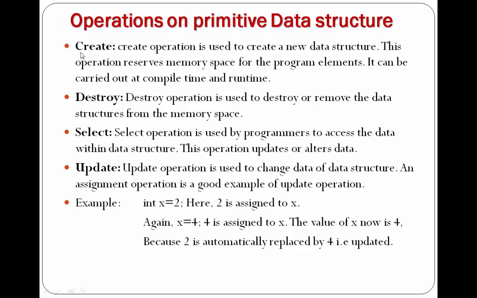We also discussed the operations performed on primitive data structures. Those are mainly create, destroy, select, and update. Create means creating the respective data structure, which is allocating a specified amount of memory for that particular data structure. Destroy means deallocating the memory which was allocated for the particular data structure. The next one is the select operation. Among several elements, select is an operation which picks a particular element from those many data elements.